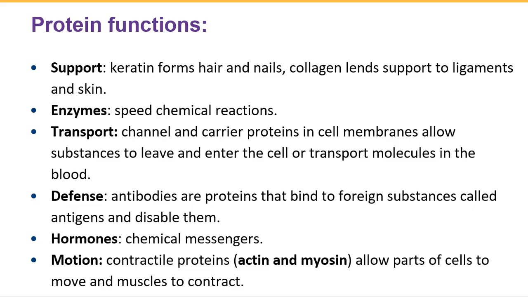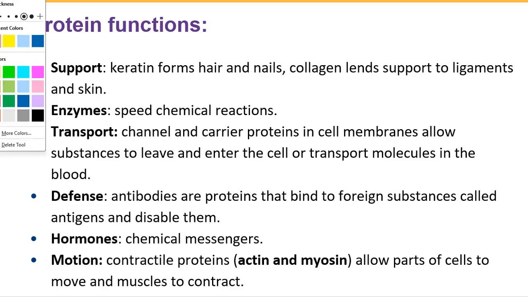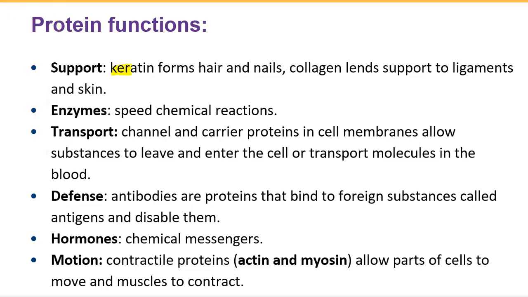Let's talk about the different types of proteins that we have in our body and their important functions. We have proteins like keratin. Keratin is a protein. We have enzymes as proteins. We have carrier protein and channel protein. We have antibodies. These are proteins. We have hormones as proteins. We have actin and myosin as contractile proteins. So these are some examples of proteins in our body, and let's focus on their jobs.